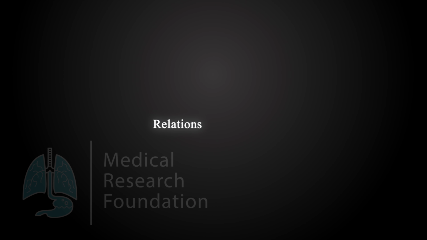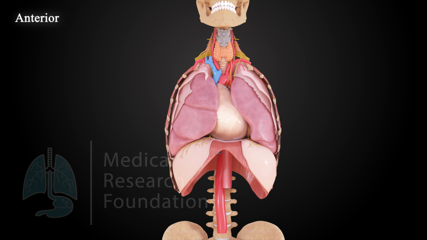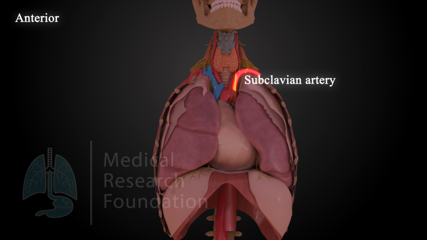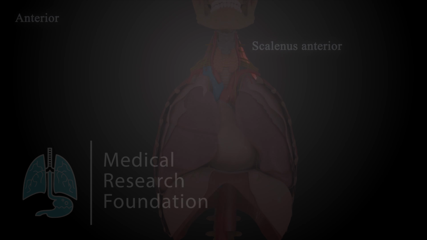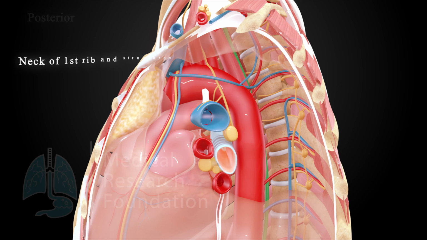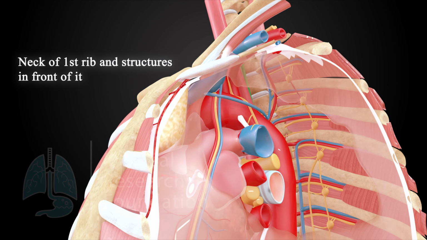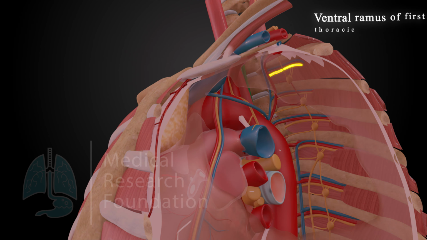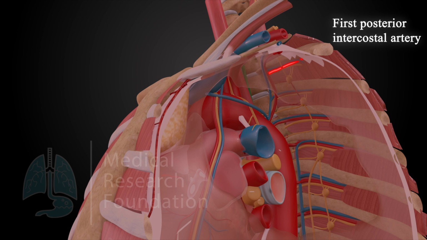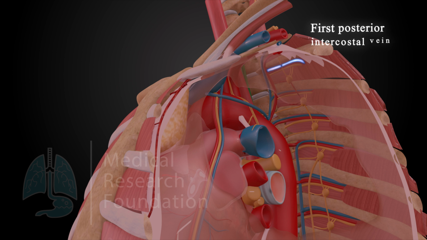Relations: anterior, subclavian artery, internal thoracic artery, and scalenus anterior. Posterior, neck of first rib and structures in front of it like ventral ramus of first thoracic nerve, first posterior intercostal artery, first posterior intercostal vein, and sympathetic chain.